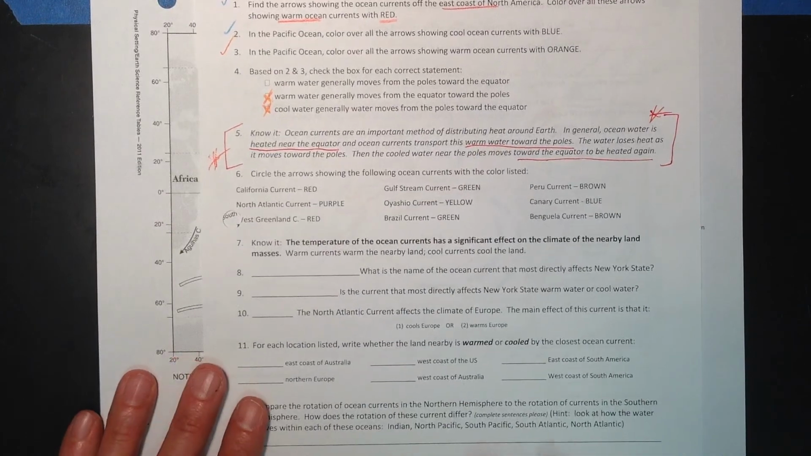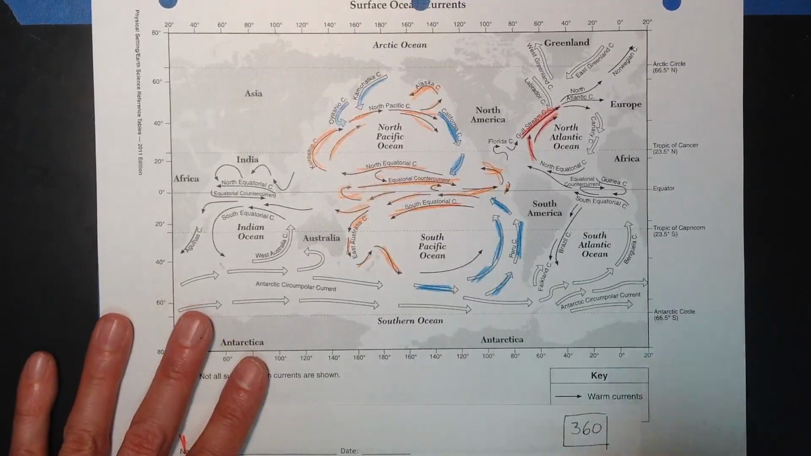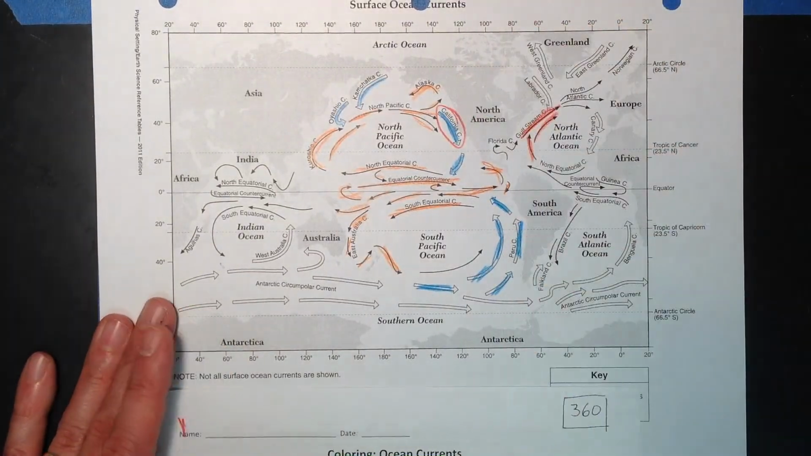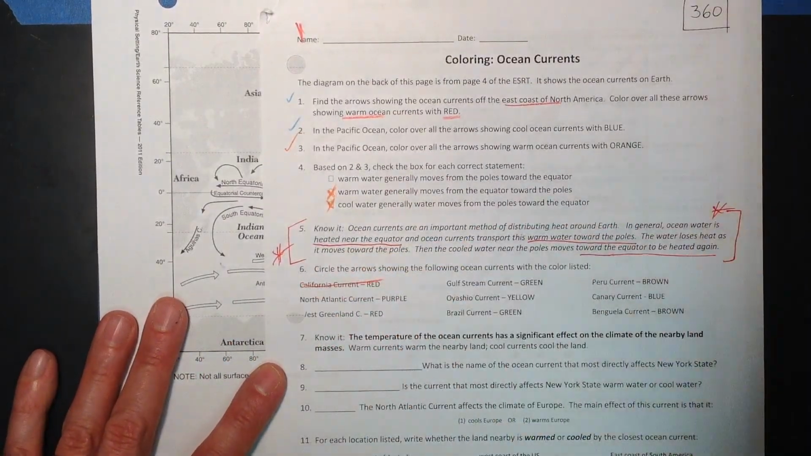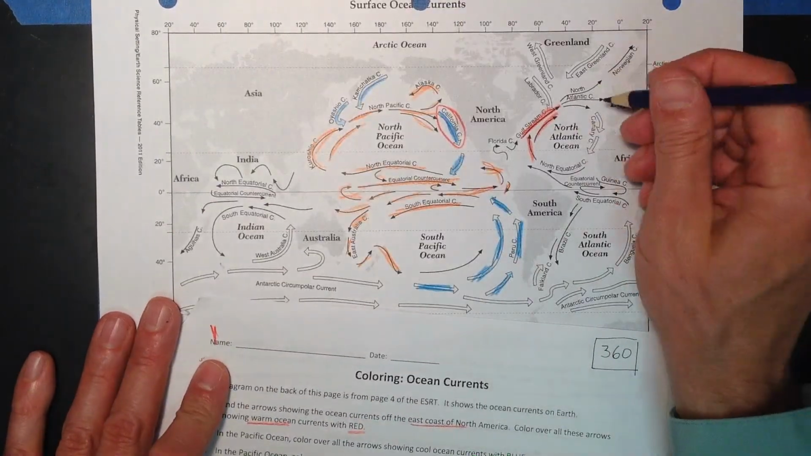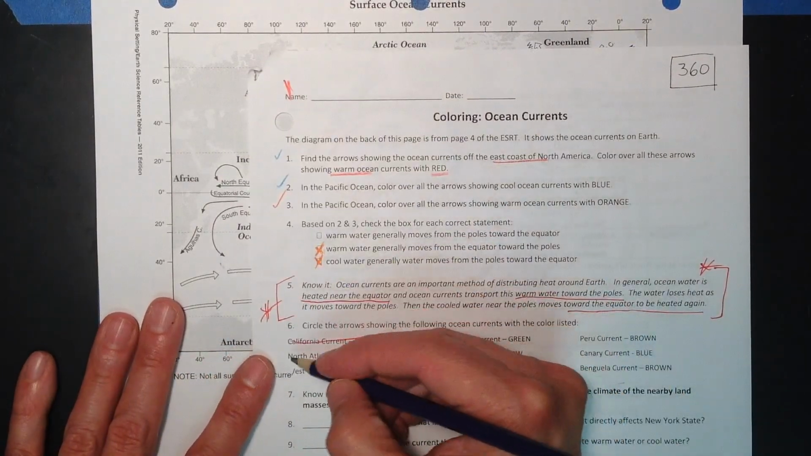Circle the arrow showing the following ocean currents with the color listed. Okay, California Current. I'm going to circle it in red. Where's the California Current? Right here in red. So I did that one. North Atlantic Current in purple. Where's the North Atlantic Current? I'm going to circle these right there with purple.